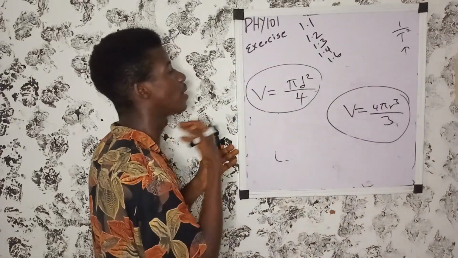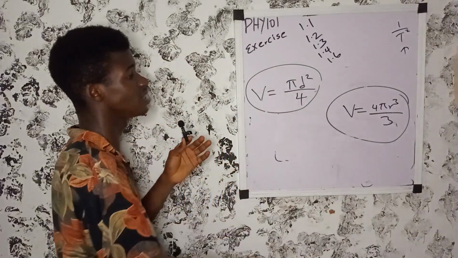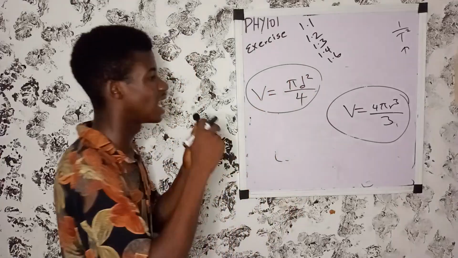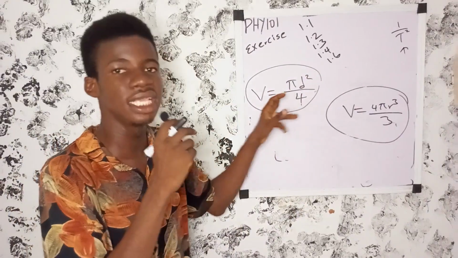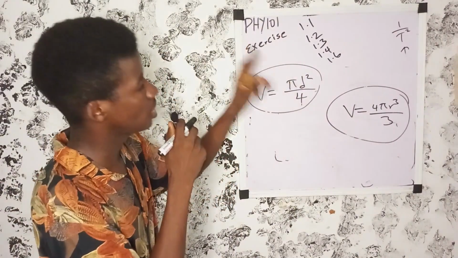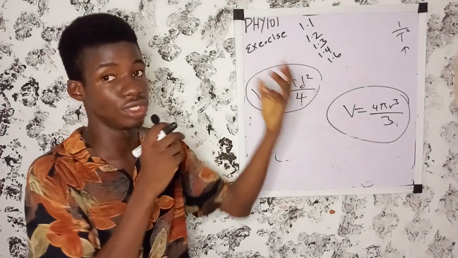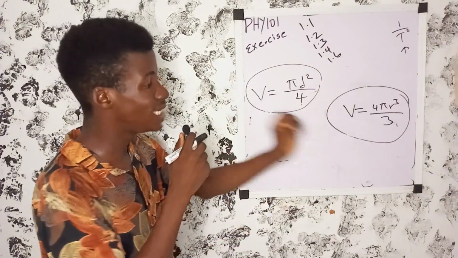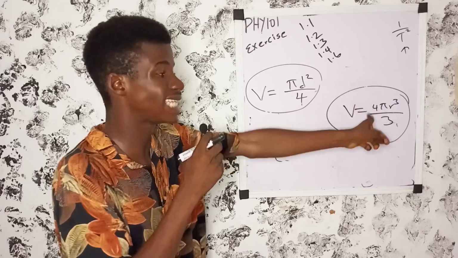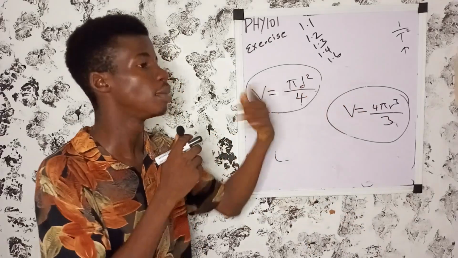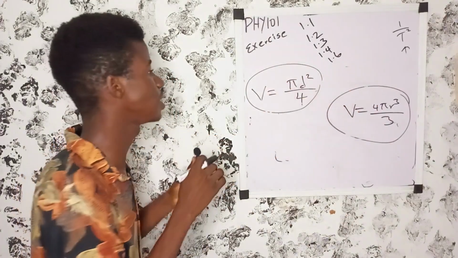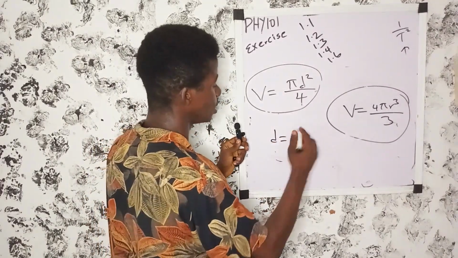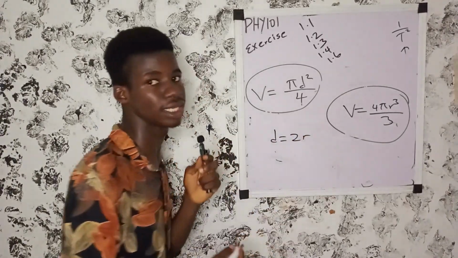They brought an equation out and said volume is equal to pi d square over 4, and they are asking us, is this correct? Is this the volume of a sphere? Now, let's turn this diameter to radius. If we solve using the radius and get exactly the same formula as this, we know that this one is correct. But if we didn't get the same formula, we know that this one is not correct. So what is diameter? Diameter is two of radius.